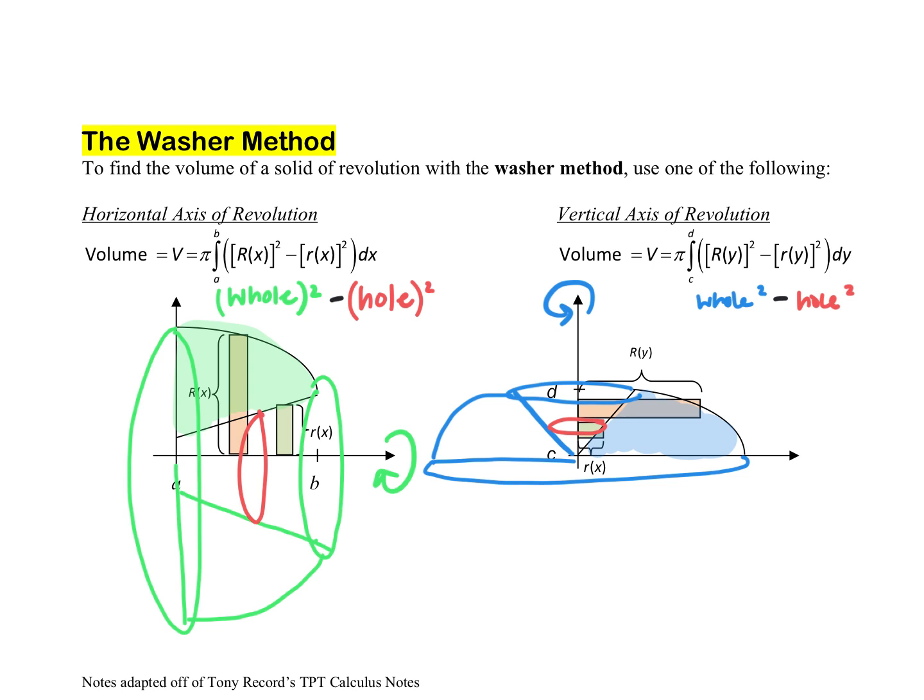Our formula is the exact same as your disk method. We're still squaring whatever that radius, that r value, is, but the only difference is that you're going to have to subtract those two things so that you only get the space that's rotated about. We don't want that empty space to be accounted for. Does that make sense? Okay, all right, let's look at an example.